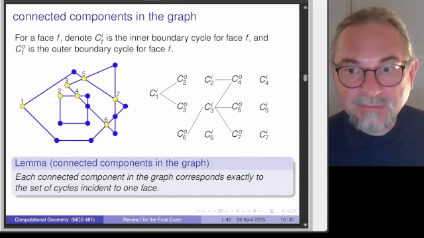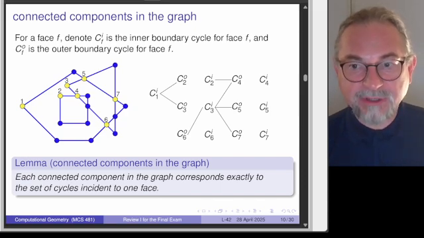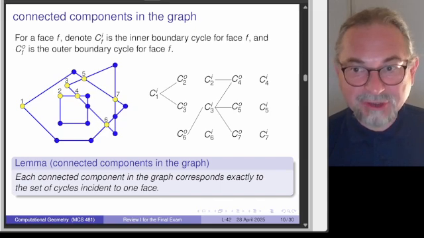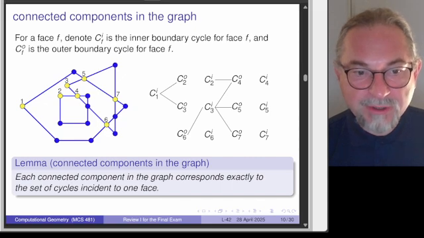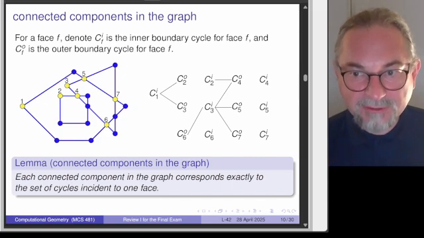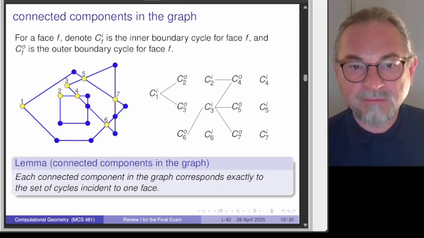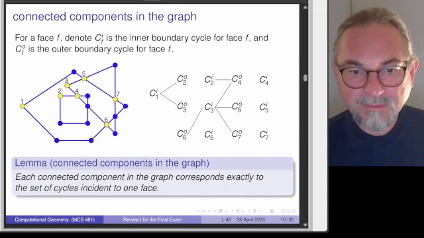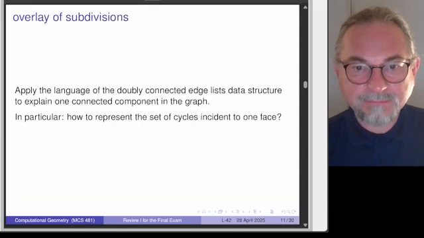So a lemma that we then used to update the data structure to represent the overlay is actually saying that if we have this graph, then with every connected component, we have the set of cycles that are incident to one face. Okay, so that's the background for the question.